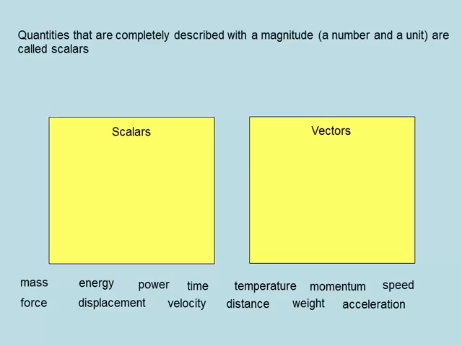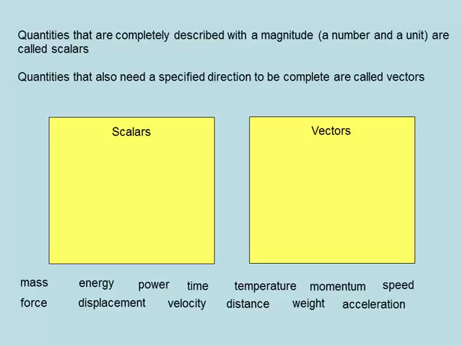Quantities that are completely described with a magnitude, which is a number and a unit, are called scalars. Quantities that also need a specified direction to be complete are called vectors. You might not have covered all these quantities yet, but we're just going to sort them into scalars and vectors.